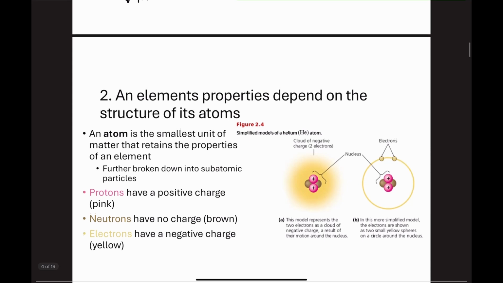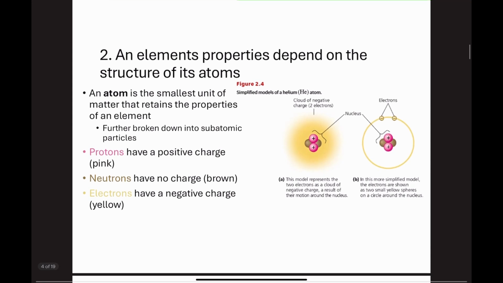So the next concept of this chapter is that an element's properties depend on the structure of its atoms. Now that we've gone over some key terms, we can learn more about what an element is and the properties of an element that define it. So an element is made up of atoms. And atoms are the smallest unit of matter that retains the properties of an element.